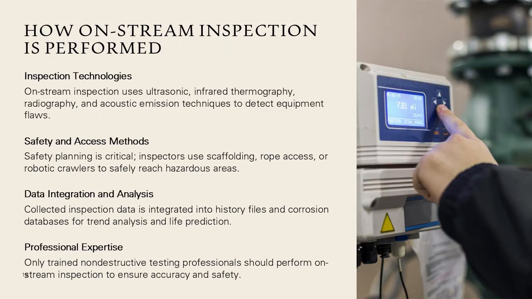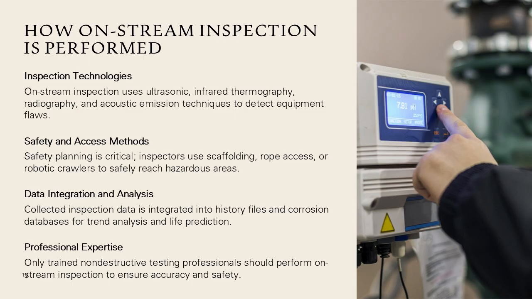This section provides a detailed explanation of the technologies and procedures used in on-stream inspection. Techniques include ultrasonic thickness measurement, UT, for wall thinning, infrared thermography for hotspot detection, radiography for internal flaw identification, and acoustic emission for detecting crack growth. Engineers may also use vibration analysis tools, corrosion probes, remote monitoring sensors, and real-time data acquisition systems.